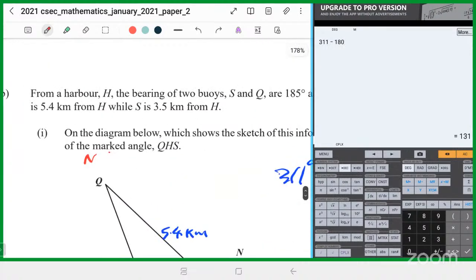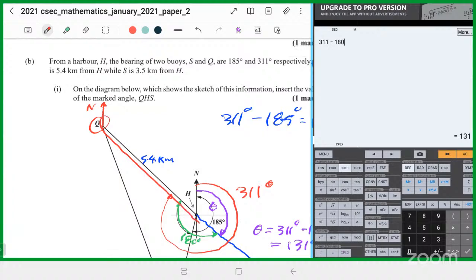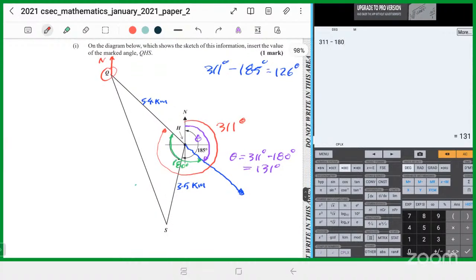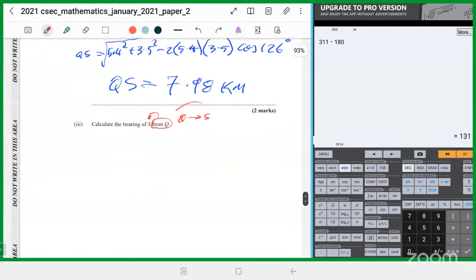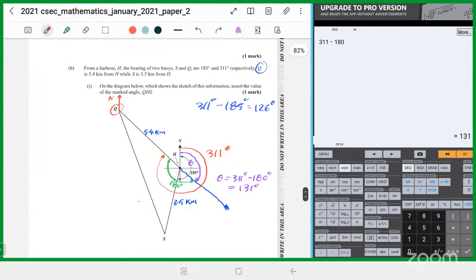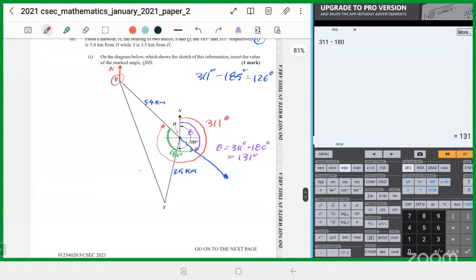Then put back the north line there at the front position. If you want the bearing from Q to H, right? Hold on, I may find the wrong angle now. I want Q to S. I just found Q to H, guys. Q to S is what they want. I calculated the wrong bearing a while ago. But if they wanted Q to H, that is what it would be. I was calculating the wrong bearing. All right, so it's Q to S that they want. My mistake. Q to S, which is this direction.